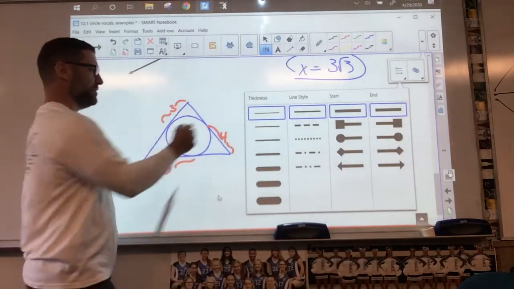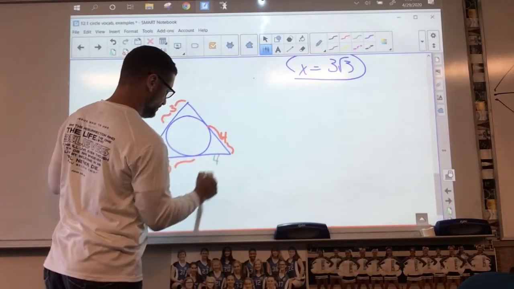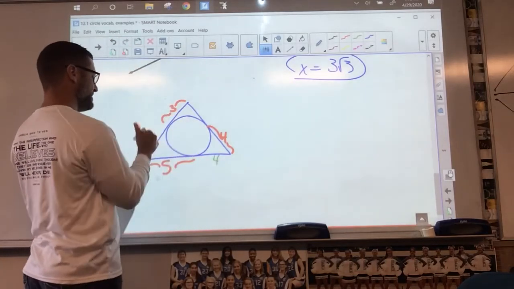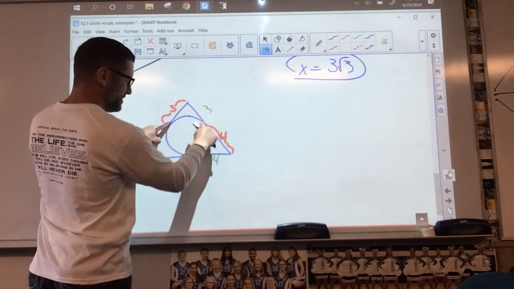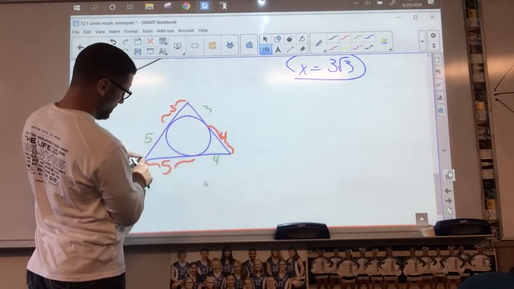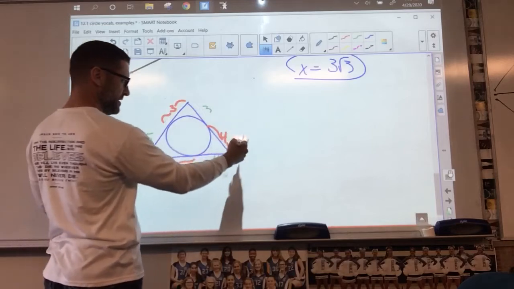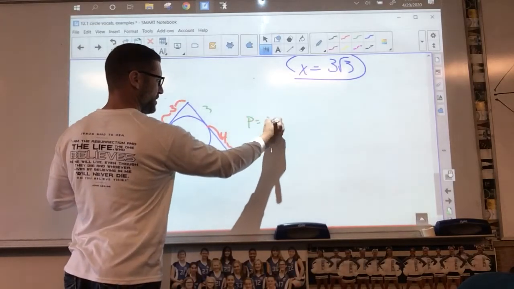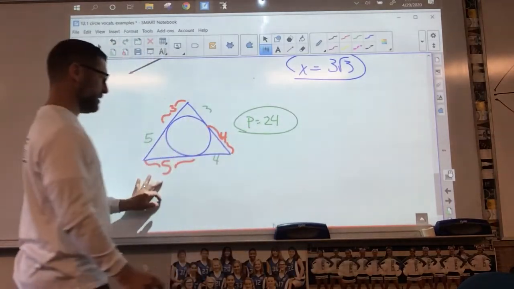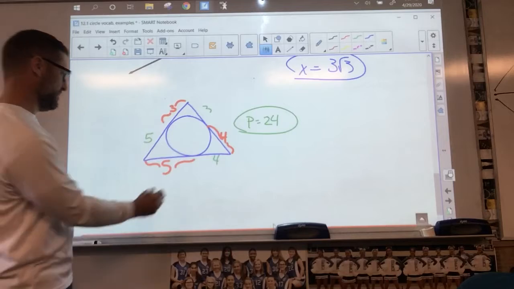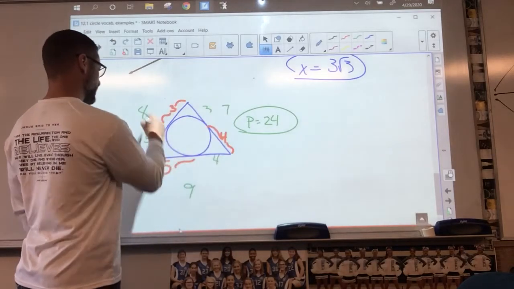Well, here's the way I would do it. If that's 4, that distance is also 4. If that's 5, that distance is also 5. If that's 3, that distance is also 3. These two are the same, these two are the same, and these two are the same. So 10 and 6 is 16, and 8. The perimeter of this figure would be 24 if you were doing a problem like that. I think I did my math right. This is 9, 5, 7, 8, and 7. Yeah, it's 24.